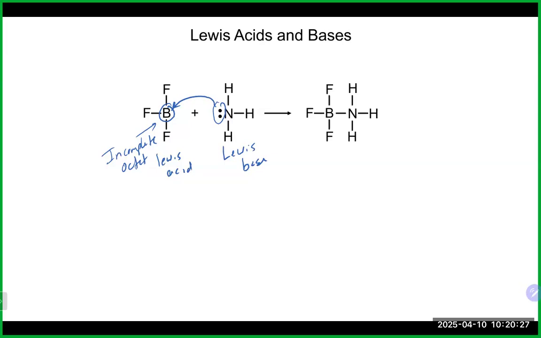Here, no proton is involved, right? So no H plus is being transferred, but we could still apply acid-base chemistry to this. Something that we'll talk about later on is complex ions, and that's essentially how we look at complex ion formation: as more of a Lewis acid-base interaction, electrons being accepted and electrons being donated, rather than other sorts of interactions. Any questions on Lewis acids and bases there?